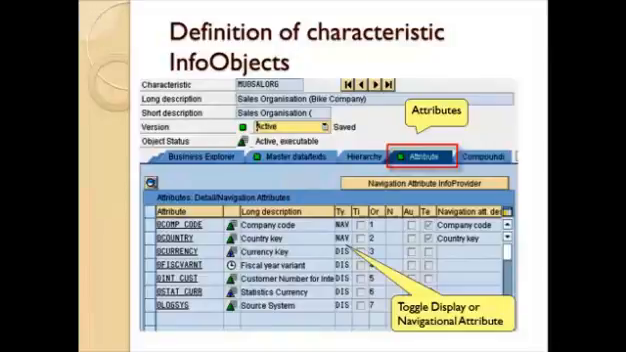This screenshot shows where we can identify an attribute as navigational. By default, they are all display attributes. So if we want to change it to navigational, we can change it on the attribute tab.